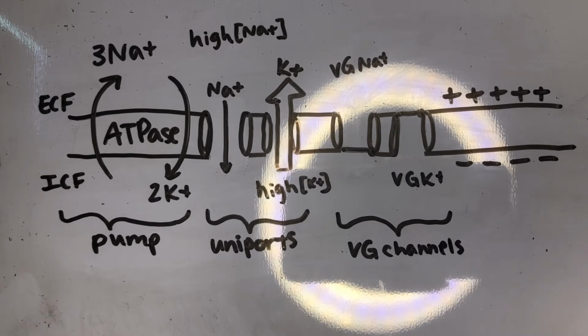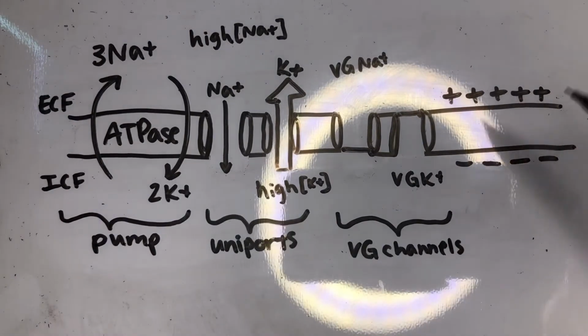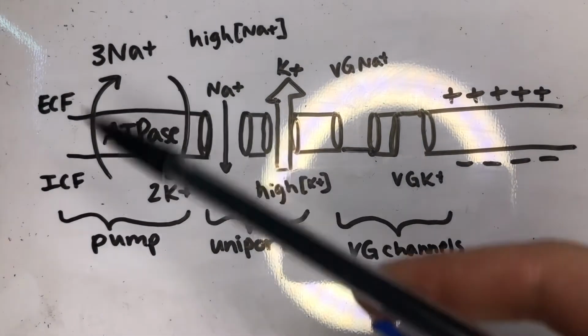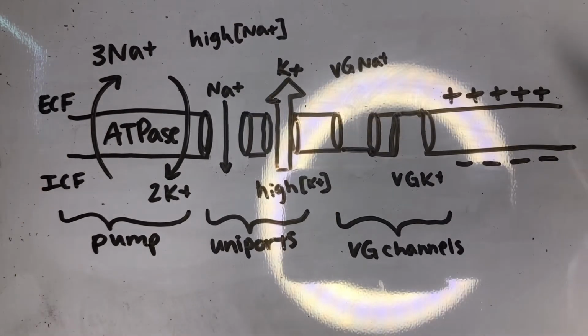So that's going to be what you see over here, which is when it's more positive in the ECF than it is in the ICF. This is just a simple gradient. So this gradient, especially this charge gradient, is going to be made from the 3 to 2 ion exchange, where there's more going out here than there is coming in. So the ECF ends up being more positive because we're adding more of these positive ions to the outside, to the ECF, which is going to create the positive gradient.